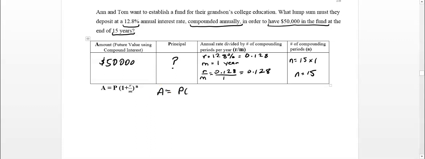So let's start to plug in those numbers that we have into the formula. So we enter in the 50,000 for our A, and then we have equals. The principal is unknown, but we have 1 plus 0.128, and all that's raised to the 15th power. So let's pause here.